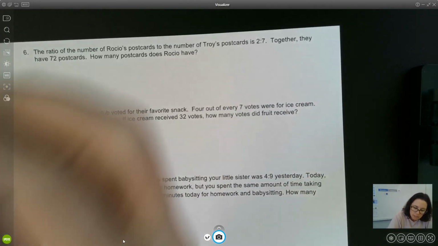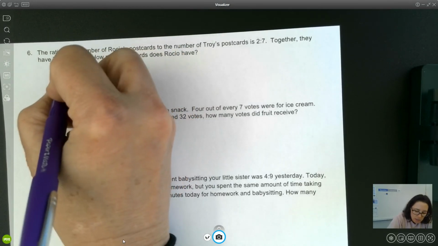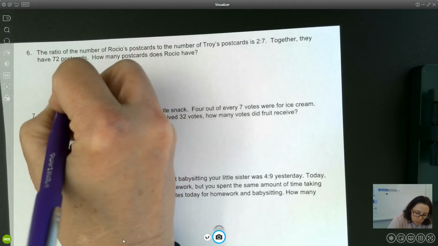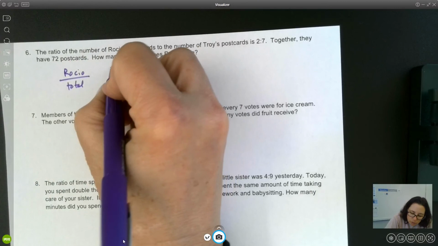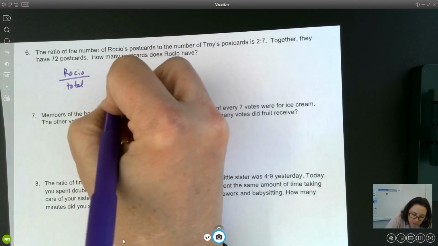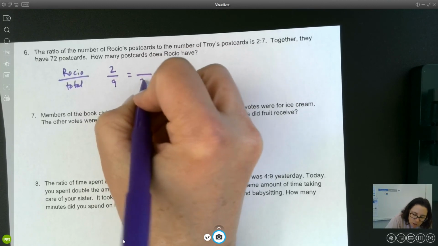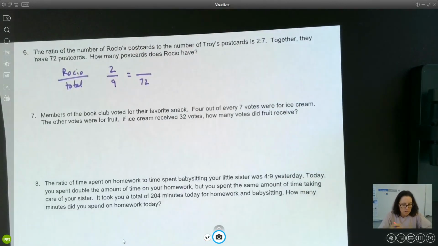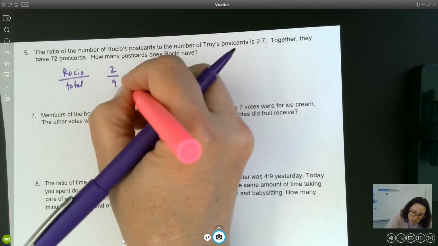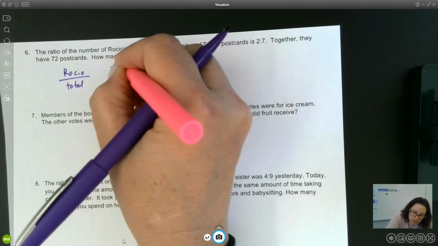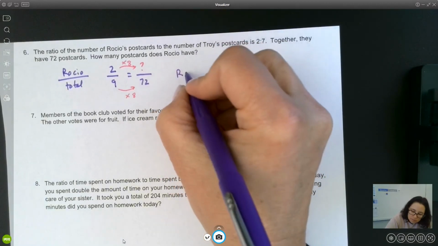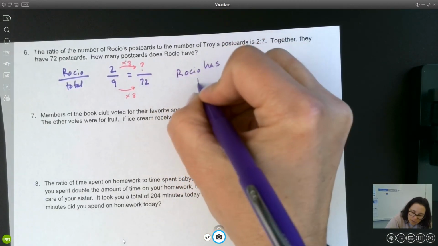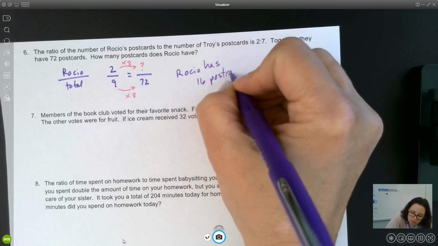All right, so it's really important, you guys, to understand that we've got Rocio and we've got together or total. Okay, so we've got 2 for Rocio, 9 altogether, 72 altogether, and we're trying to find out how many Rocio has in this situation. So this would be multiplied by 8, and so would this. So are you guys good with 16? Rocio has 16 postcards.